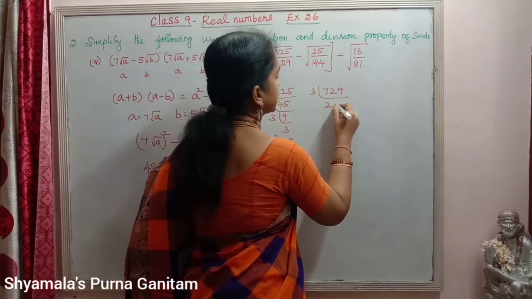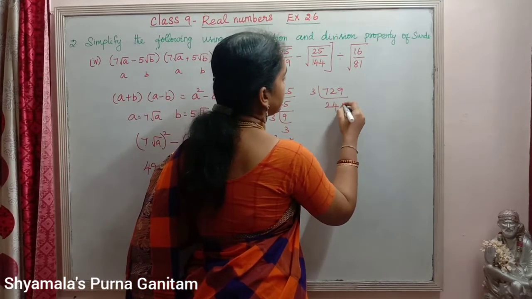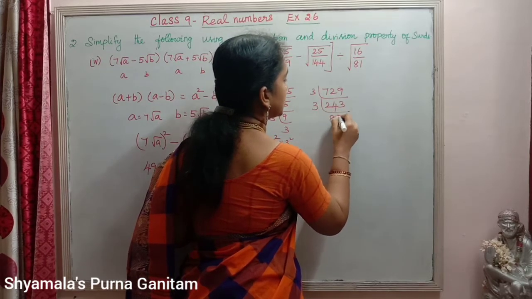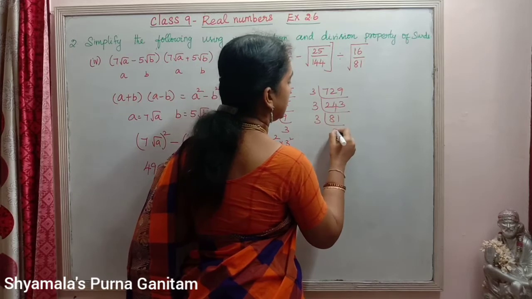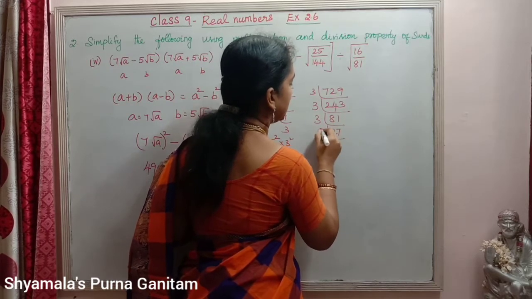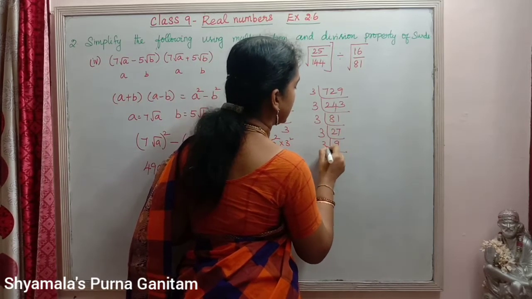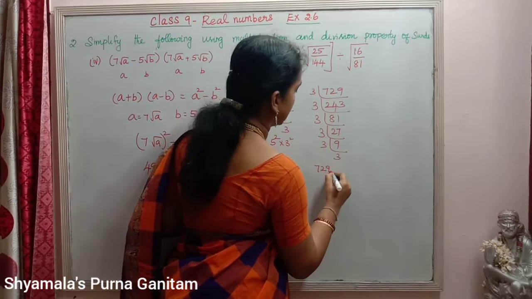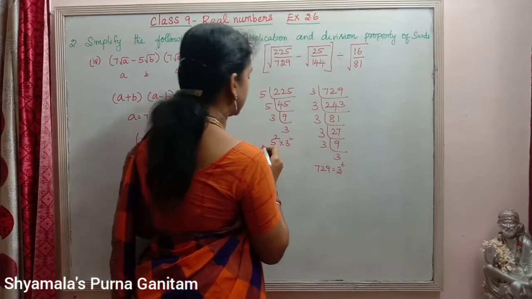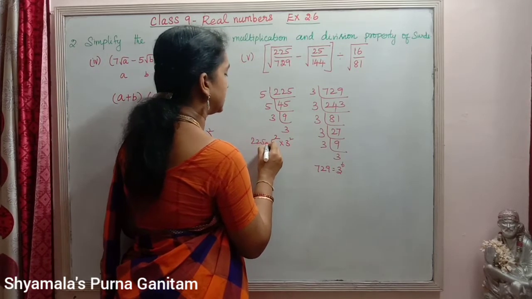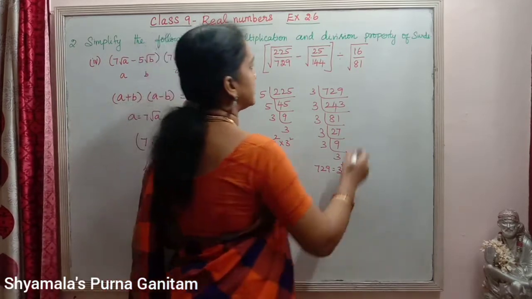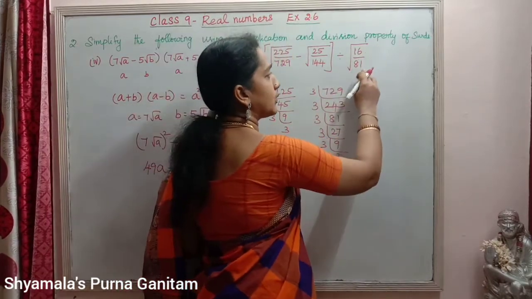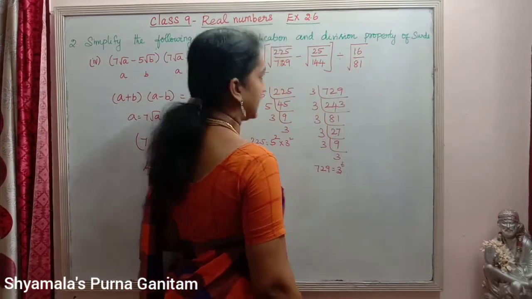3 2s are 6, 3 4s are 12, 3 3s are 9, 3 8s are 24, 3 27s, then 3 9s, then 3 3s. So this one is 3 power 6. So 729 is equal to 3 power 6, and 225 is equal to 5 squared into 3 squared. Then for 16 and 81 we know: 16 is 4 squared and 81 is 9 squared.